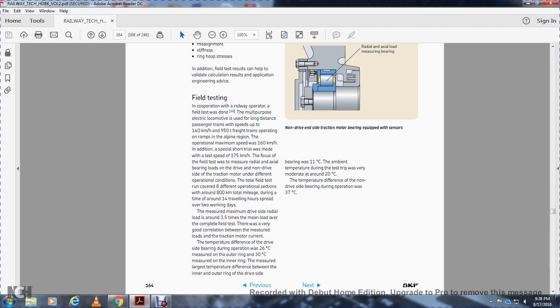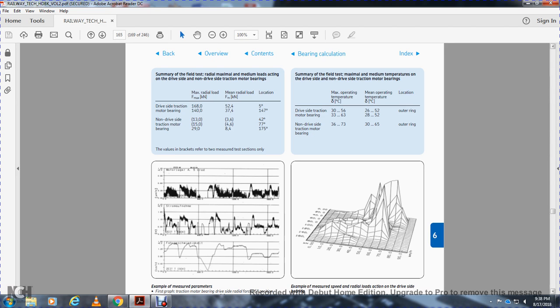Over the complete field test there is a variable correlation between the measured load of the traction motor and the temperature difference for the drive side bearing during operation: 26 degrees Celsius measured at the outer ring and 30 degrees Celsius measured at the inner ring. The largest measured temperature difference between the inner and outer ring on the drive side of the bearing was 11 degrees Celsius. The ambient temperature was around 20 degrees Celsius. The temperature difference on the non-driver side bearing during operation was 37 degrees Celsius.